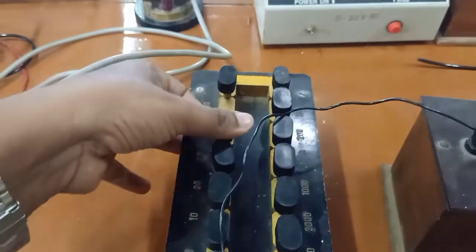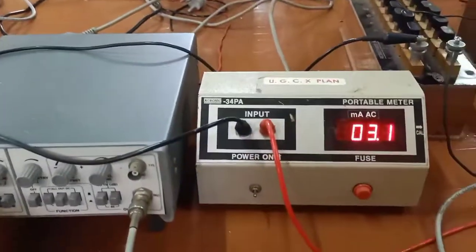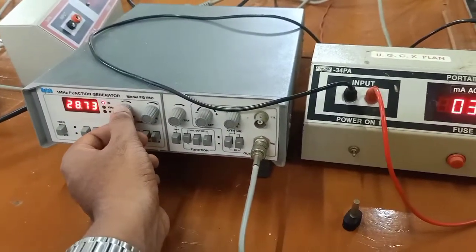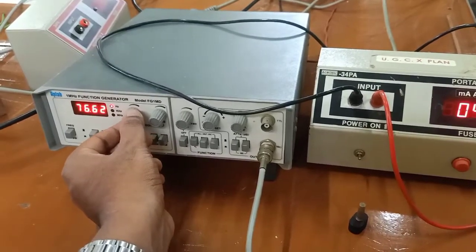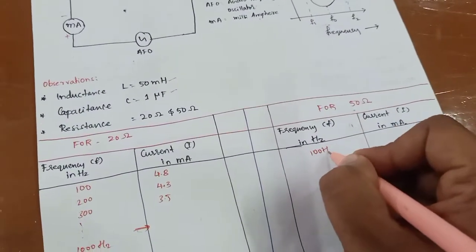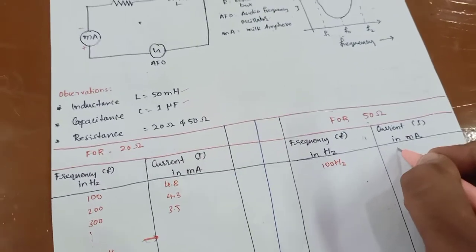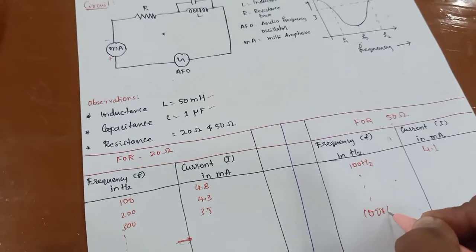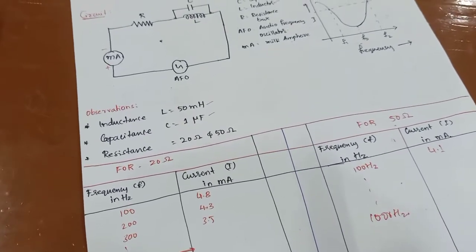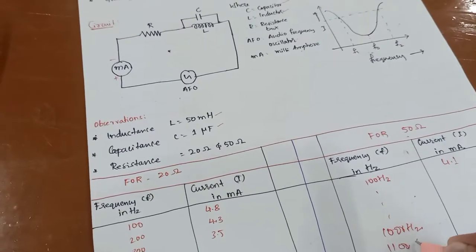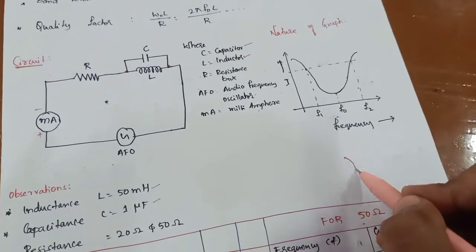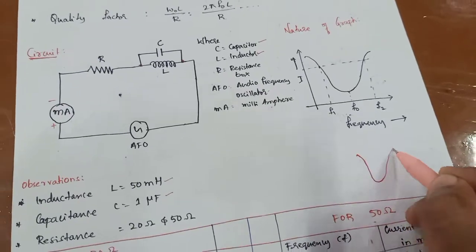Then note down the readings for the 50 ohm, by taking the 50 ohm resistance. For 100 hertz, the current is 4.1 milliamps. Then go on increasing to 1000 hertz, then 2000 hertz, and 1100 hertz. Take readings until the current gradually decreases and later increases.